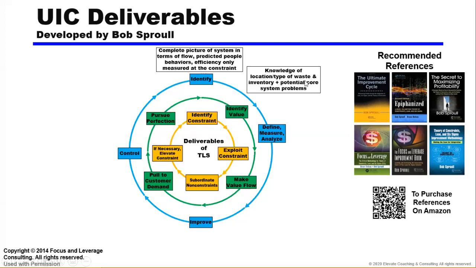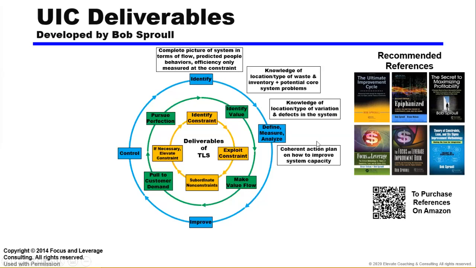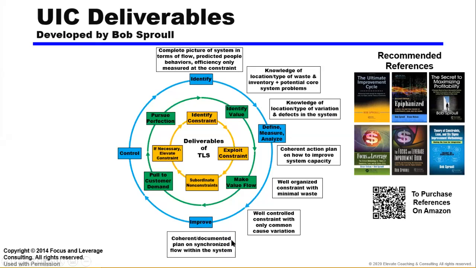Okay, then we have our knowledge of the location and types of waste and some of the potential core system problems. Then we know the location and the type of the variation and defects in our system. Then we come up with a coherent action plan on how to improve our system capacity. Then we get our constraint very organized and minimize the waste there. Then we get our constraint under control. Then we come up with a coherent plan on how to synchronize the rest of the organization based on the flow that we can get through the constraint.